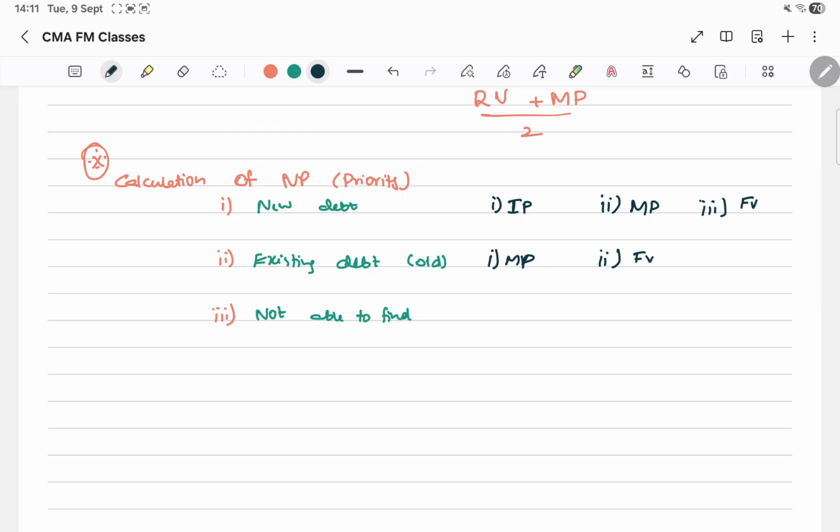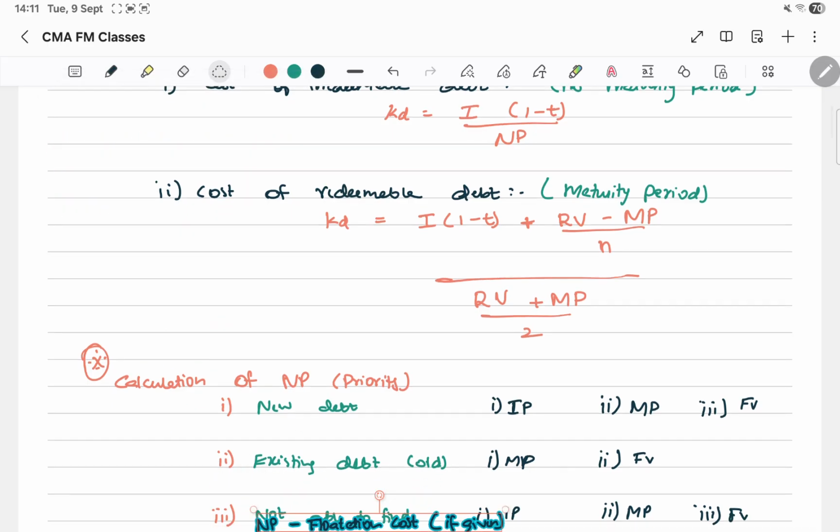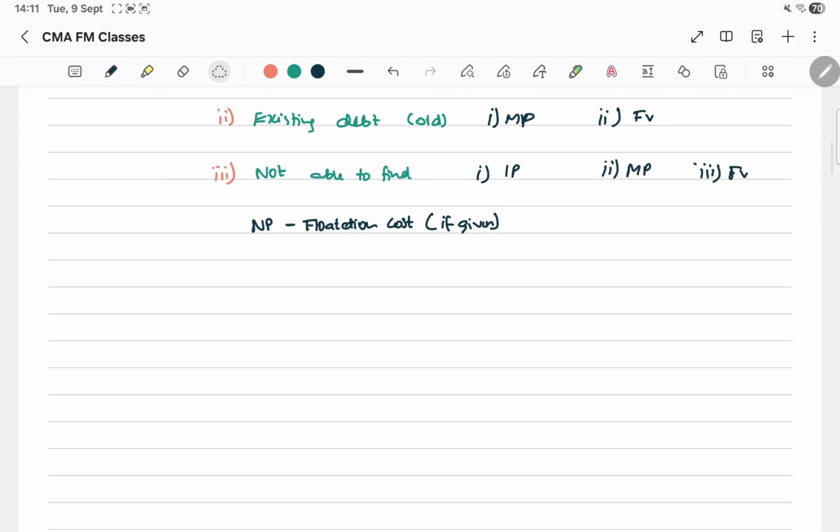If you're not able to find, first thing is issue price, second thing is market price, and third thing is face value, and you need to deduct the flotation cost where I had written that. You can read that here itself now. Another point I will be writing. The fourth and fifth one, I'll give right now itself.